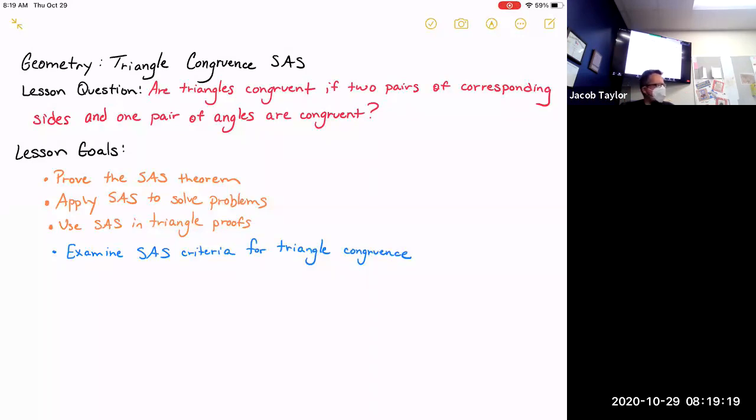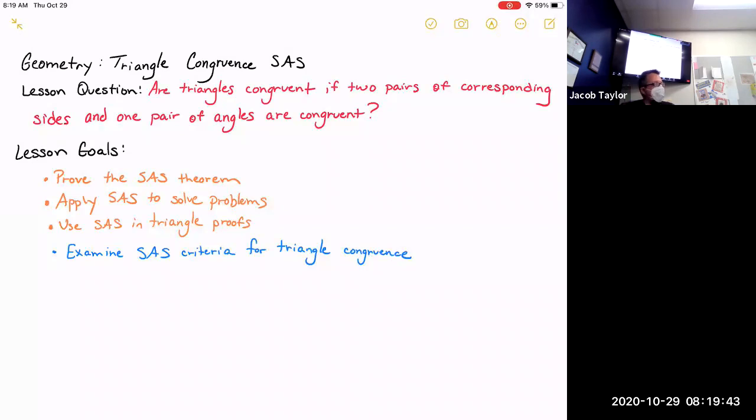Do I need to know all 3 sides and all 3 angles to know they're congruent? Or is there a way I could get away with fewer pieces of the triangle and still know that the triangles are congruent? And the answer is yes, there's a bunch of ways. We're going to learn about 5 of them. And the first one we're going to learn is called SAS, which stands for side, angle, side.